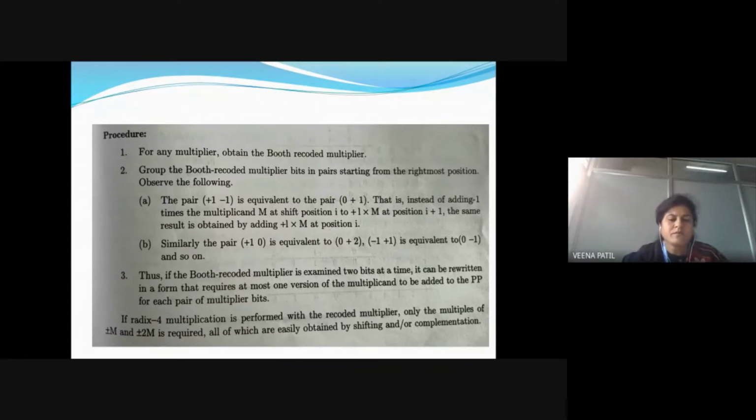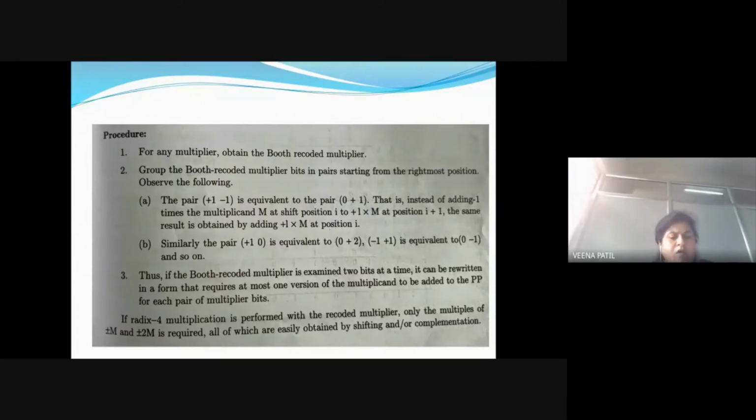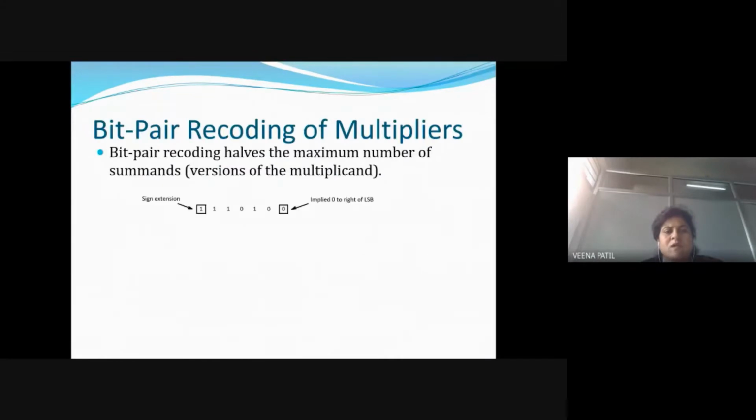Now let's see what actually it means. If the radix is 4, multiplication is performed with the recorded multiplier. Only the multiples plus or minus M and plus or minus 2M are required, all of which are easily obtained by shifting. It is the same as Booth's algorithm, but the only thing is, in the bit pair recorded multiplier, the recording is reduced to half, as we have already seen.